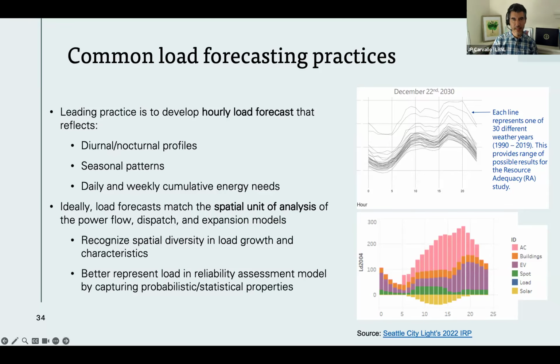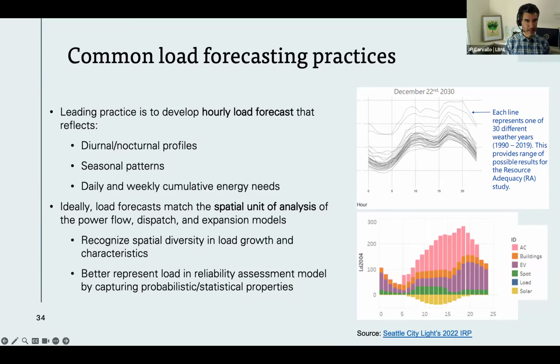You can see here to the right a Seattle City Light 2022 IRP that had developed these daily, hourly shapes that were representative and used to describe load patterns in their service territory. The idea of this hourly load forecast is that they can capture diurnal versus nocturnal profiles. They can capture seasonal patterns in behavior, so they're hourly in an 8760 fashion, meaning that they span the whole year. And they can also describe not only peak demand needs, but also daily and weekly energy needs that are important as we have more battery storage showing up both in bulk power system as well as distribution systems.